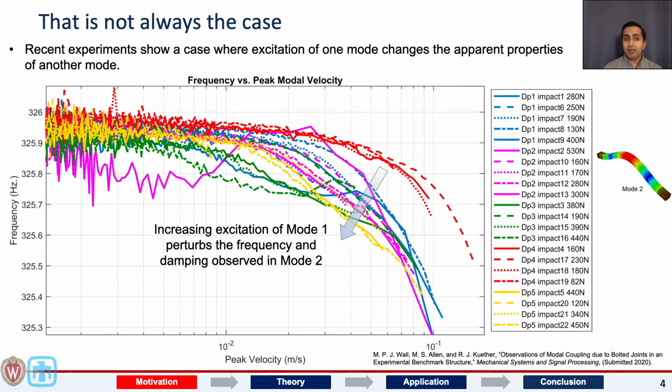Recent experiments have shown a case, for example, for mode 2, where the excitation of one mode changes the properties of another mode. So if we look at our figure here, our red curves denote what we would expect as single mode excitation for mode 2, and through exciting it at different locations as well as different amplitudes, we see the significant softening behavior that is due to the introduction of mode 1 to perturb the frequency and damping for mode 2. So then the question arises, what causes this behavior?